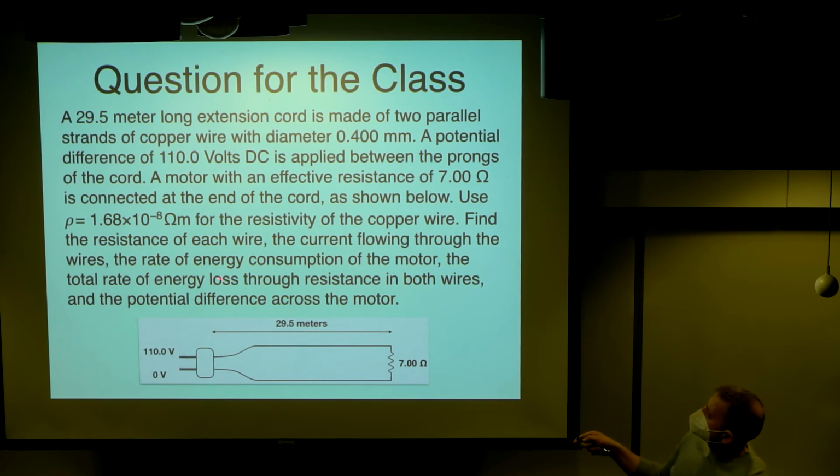Then find the rate of energy consumption for the motor. That's just another way of saying find the power of this motor. And then also the rate of energy loss through the wires. That's just the power for those wires. Okay? Then the last thing you're going to do is find the potential difference across the motor. Okay, so there's a lot of things to do. Let's start by calculating the resistance of the wire and then the current that's flowing through these wires. Let's do those 2 parts first, and then we'll reconvene, then we'll do the next 2 parts. Okay?